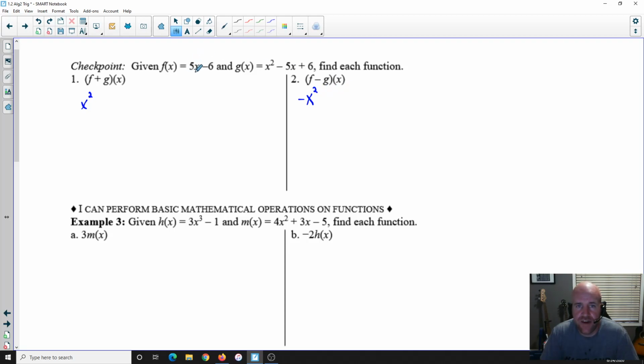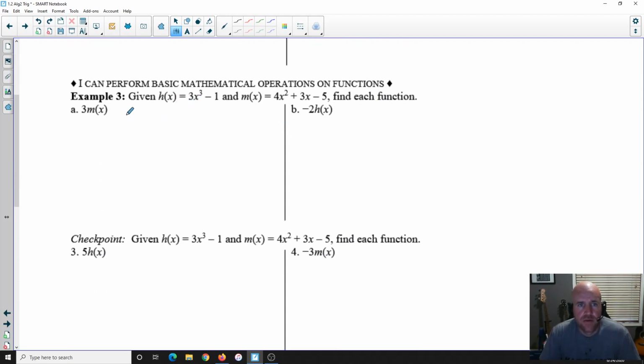And then we have a 5x minus negative 5x. So that's actually adding. So we have a positive 10x. And then negative 6 minus 6 again. That's going to be a negative 12. So that's why order of the functions is super important, because if we did g minus f, it'd be something completely different.